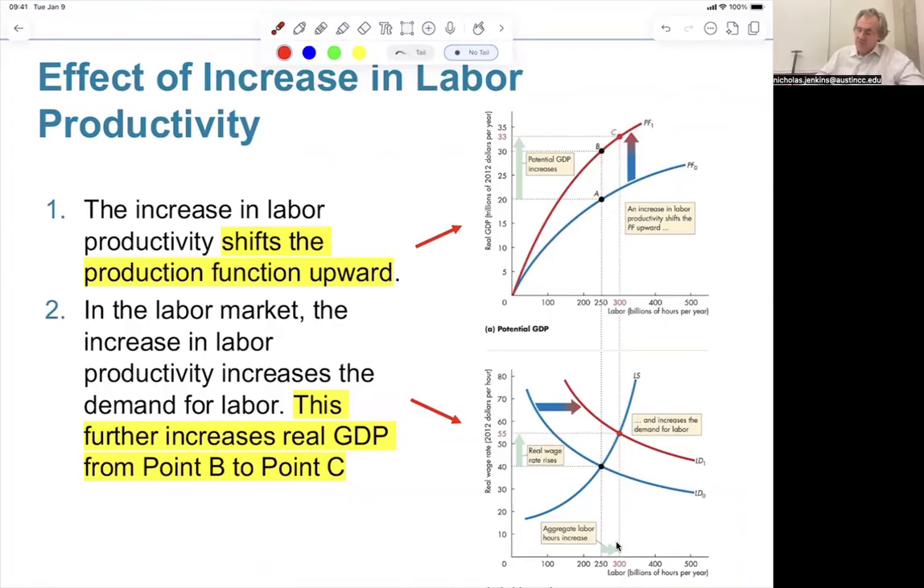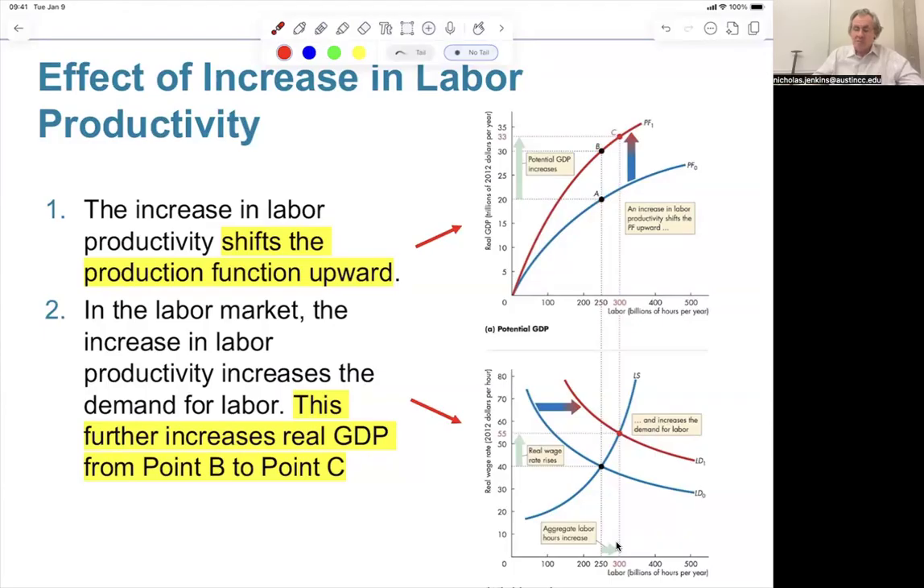But here's the kicker. At the same time, this increase in productivity will increase the demand for labor because more productive workers are more in demand. So firms are going to seek to hire more labor, a little bit more labor anyway. And we're going to increase labor hours from 250 to 300. And that 250 to 300 is going to shift us along that new production frontier curve a little bit to give us even higher output. So A to B to C is the path.